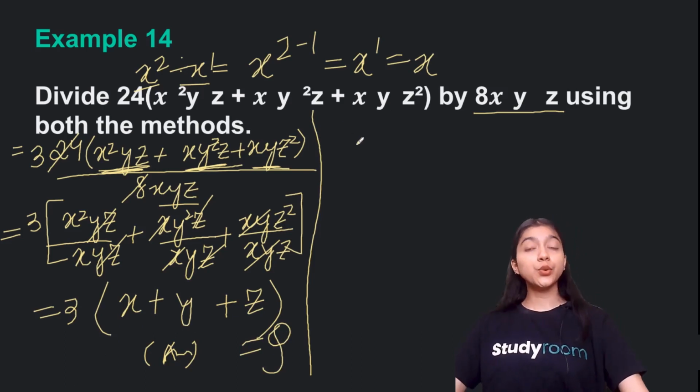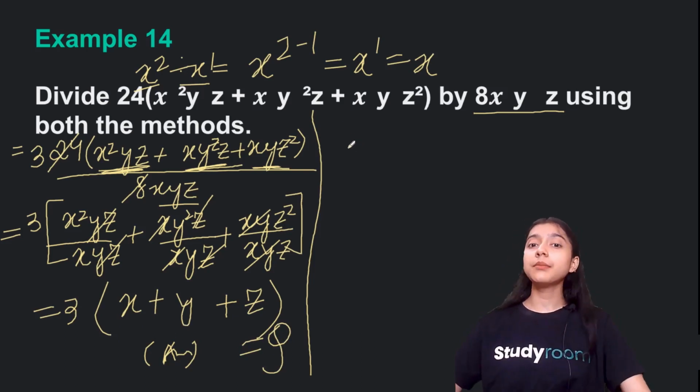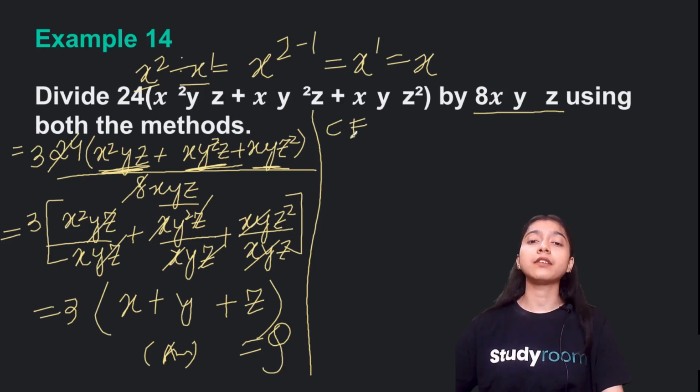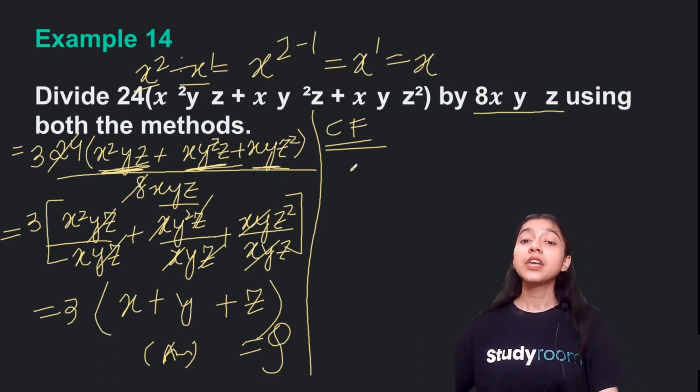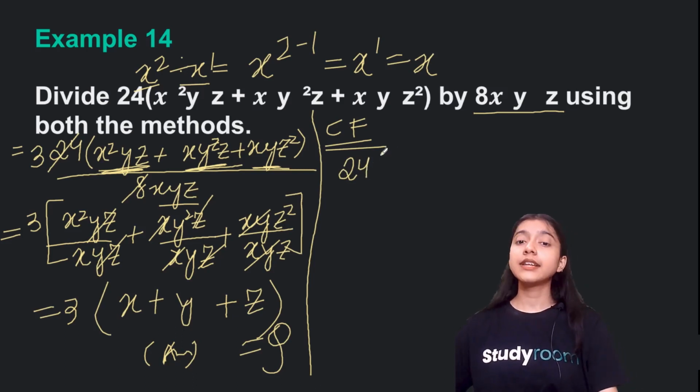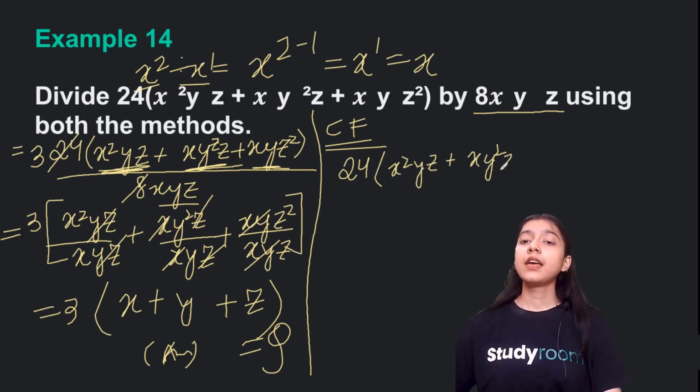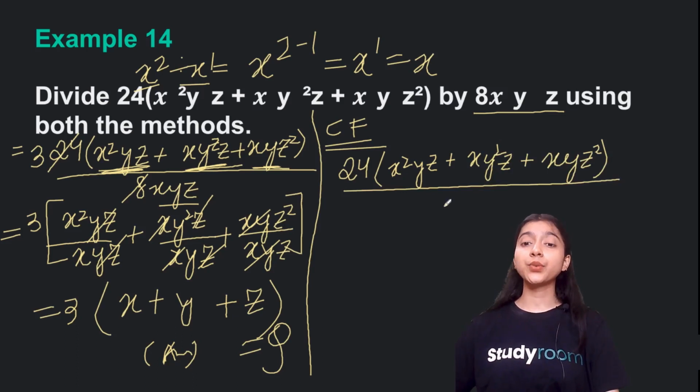Now, let us try doing this very sum with another method, that is the method of common factor. I consider this method much easier than the previous method. Let me show you this method. In this method, I'll be writing the dividend, that is 24x square yz plus xy square z, and then this is added up with xyz square. And this entire thing is getting divided with 8 times xyz.